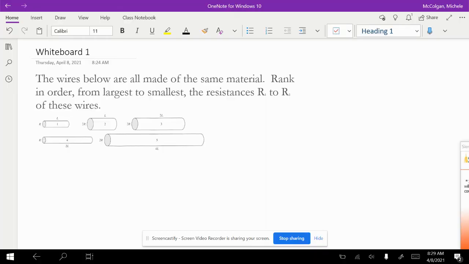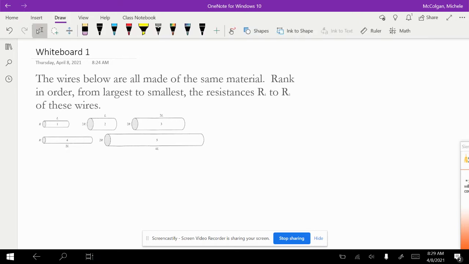Okay, in this problem, we're looking at these wires and they're all made from the same material, and we want to rank them in order from largest to smallest. So we're comparing the resistance values. We're going to use the equation R is equal to the resistivity times the length of the wire divided by the area.